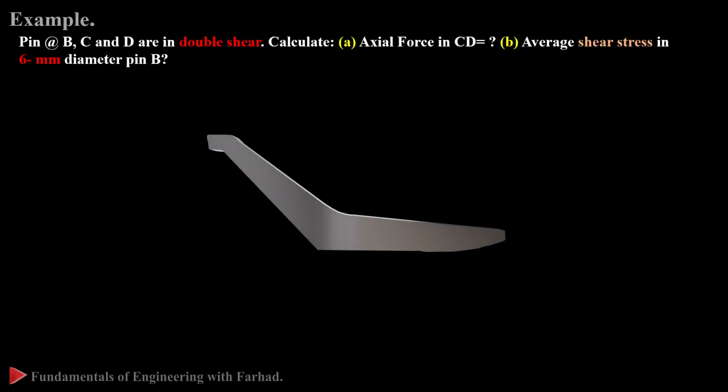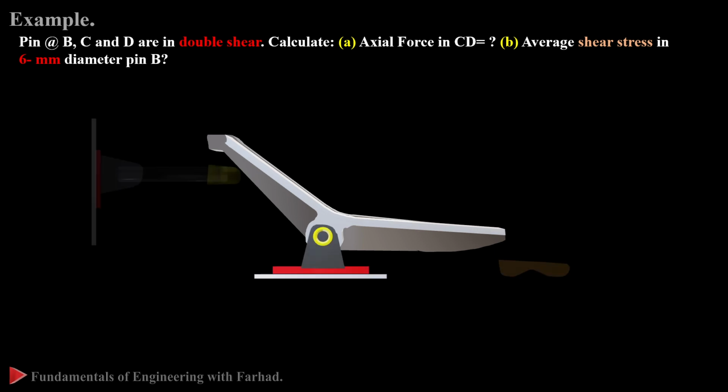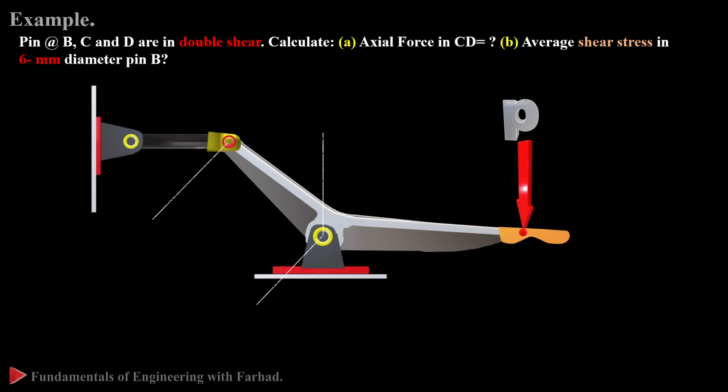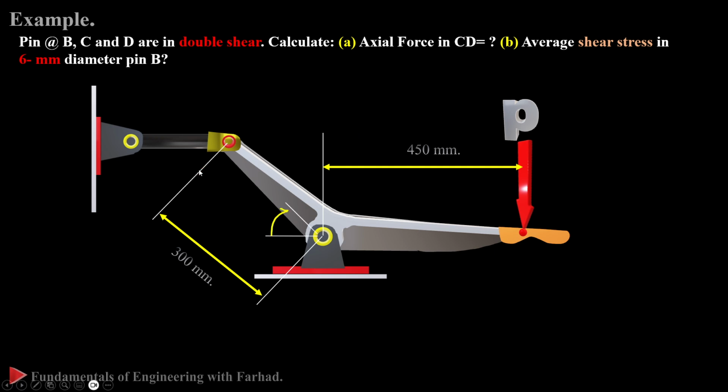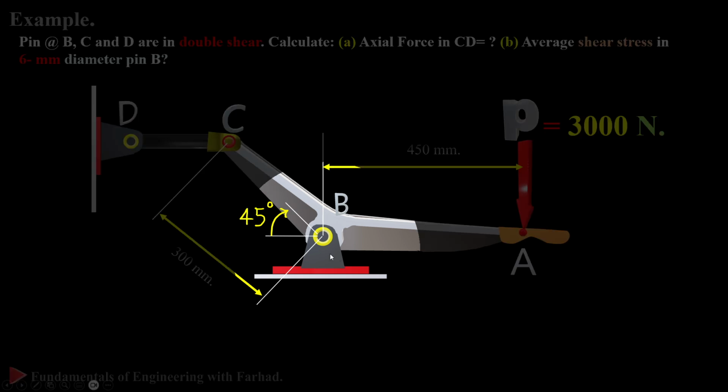So, in our problem statement, it says all the pins at B, C, and D are in double shear condition. We want to calculate in part A the axial force in member CD and also in part B the average shear stress in pin B if we do know that it's in the double shear condition and also the diameter of the pin is provided to be 6 millimeters.